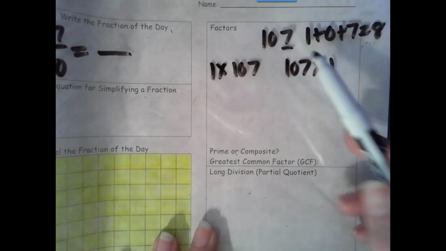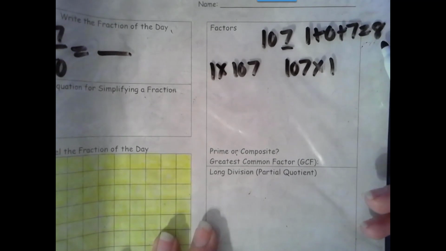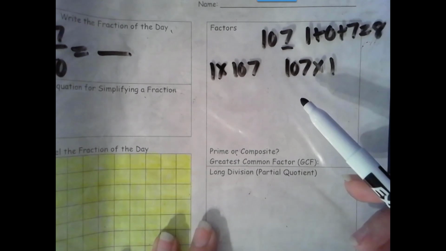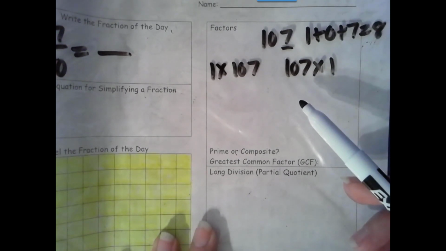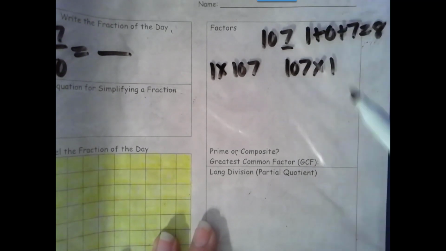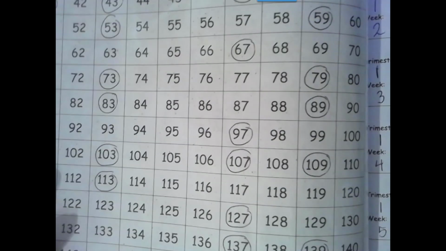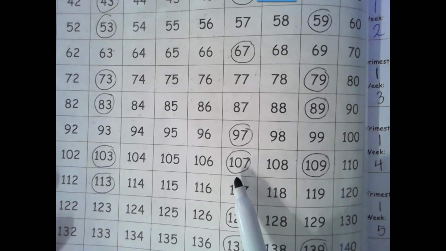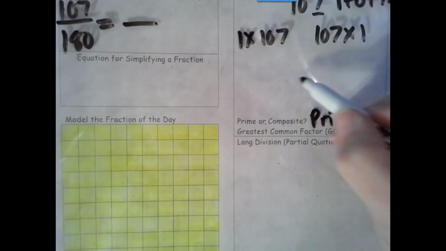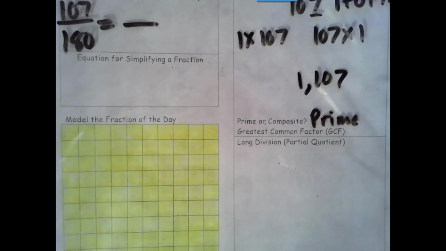We try 9. 9 has the same rule as 3. We add the digits together. We get 8. 8 is not a multiple of 9, so 9 is not a factor. We try 11. 11 times 9 is 99. Then 110. 107 is not in that list, so 11 is not a factor. At this point, I'm going to see if 107 may be prime. Yes, it is prime. And if it is prime, it won't break down anymore. It has exactly two factors, 1 and the number itself.